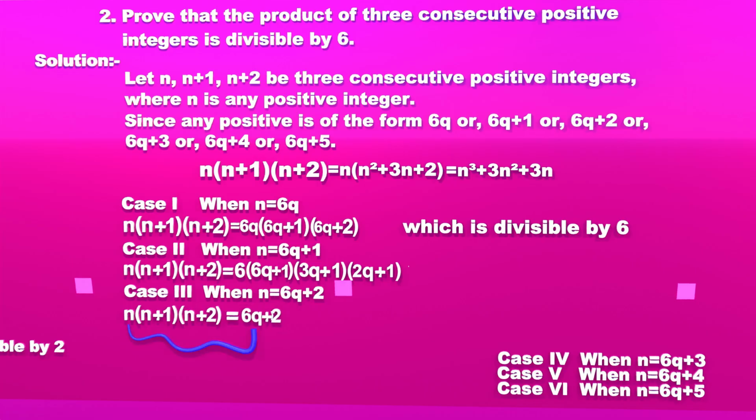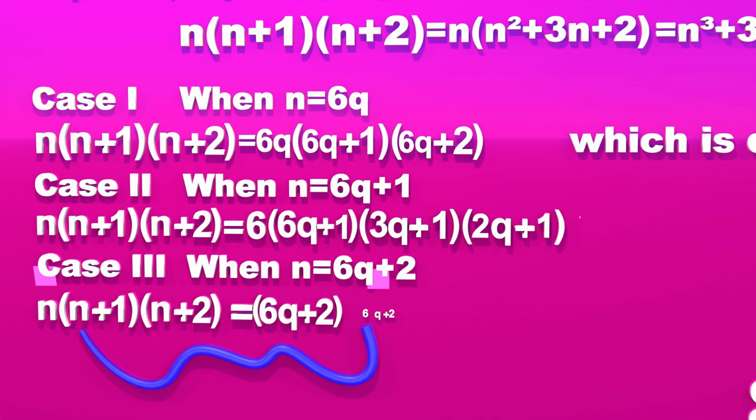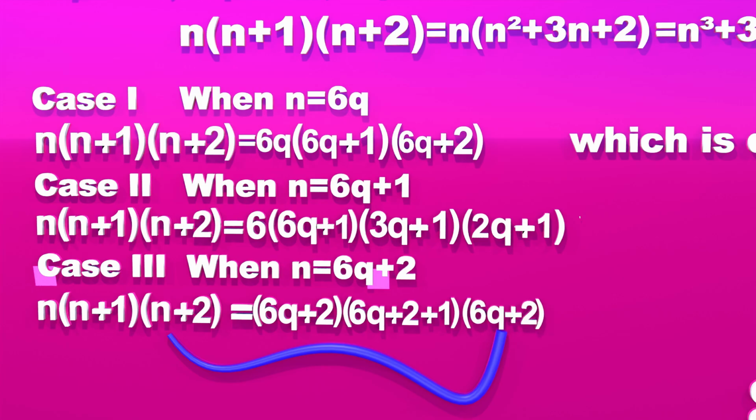That's why we will put a bracket to show that they are multiplying each other. Again we will take 6q plus 2 in place of n. And also we will add 1 because it is given. And we will put the whole number in brackets. Again we will write 6q plus 2 in place of n. And we will add 2 as given.